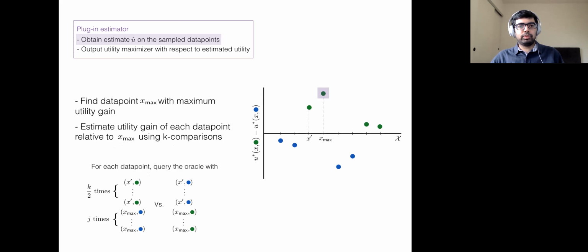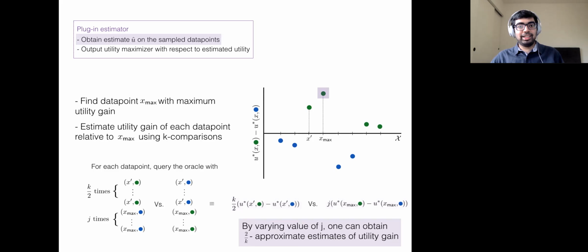For some value of j between 1 and k over 2, we can issue the following k query to the comparison oracle. In the query, we first set the first k by 2 elements to be points x prime and the next j elements to be x max. Such a k query can be shown to be equivalent to asking the human expert whether k by 2 times the gain for x prime is bigger or j times the gain for x max.